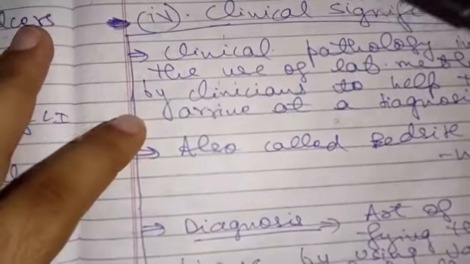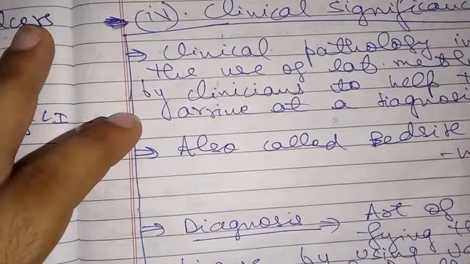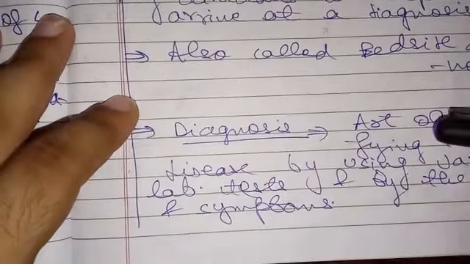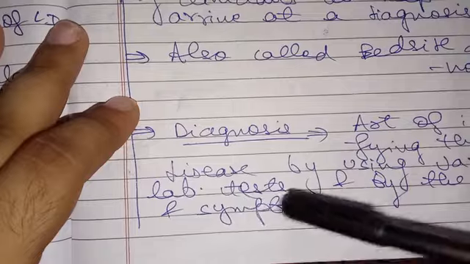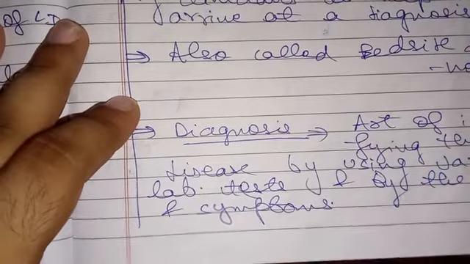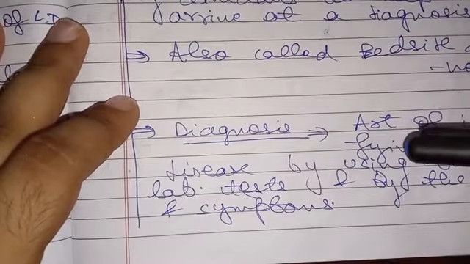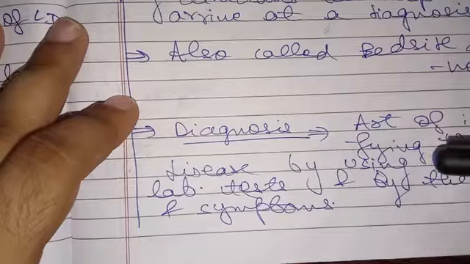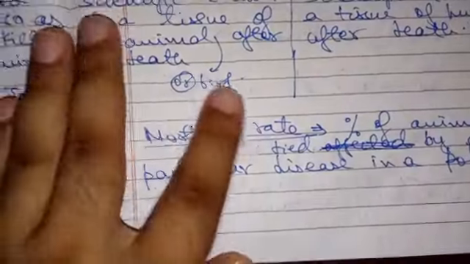Now, clinical significance. This definition we will study later. Diagnosis: the art of identifying the disease by using various laboratory tests and by the signs and symptoms is called diagnosis. Simple. How we are able to identify a disease using laboratory tests and various signs and symptoms of the disease, that process is called diagnosis. Okay, that technique is called diagnosis.